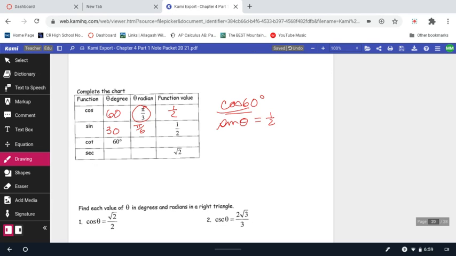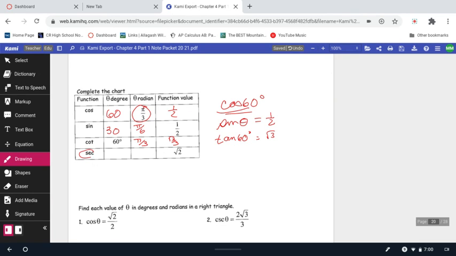Okay, the cotangent of 60, you could do it a bunch of ways. Some people like to think, hey, what's the tangent of 60? And I'll just take the reciprocal of that, and the tangent of 60 is root 3. If you take the reciprocal of that, that is 1 over root 3, which is root 3 over 3. And this is going to be pi over 3.